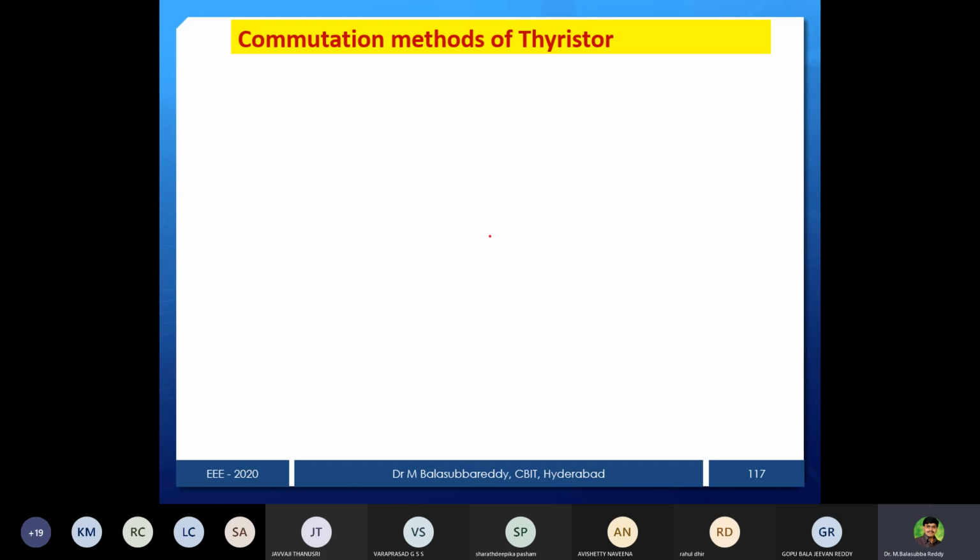The process of turning off the device has two types. One is natural commutation or line commutation. Another one we call forced commutation. Natural commutation means that without using any additional circuit, the thyristor is going to be turned off naturally. That means the current passing through the device is below the holding current. That we call natural commutation.